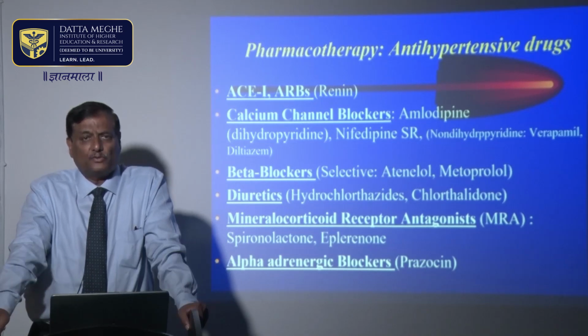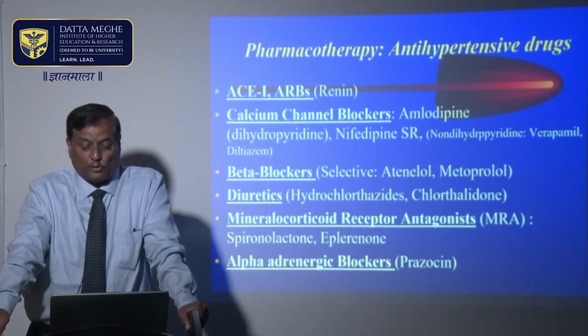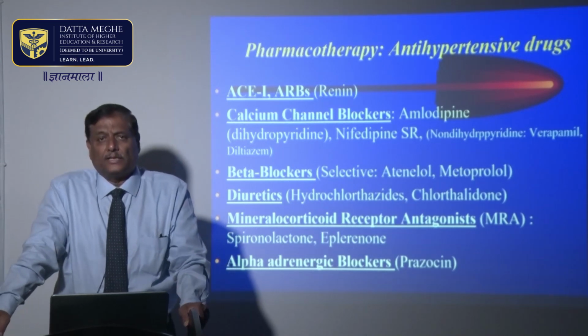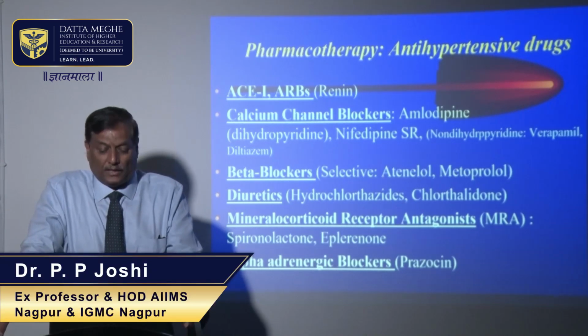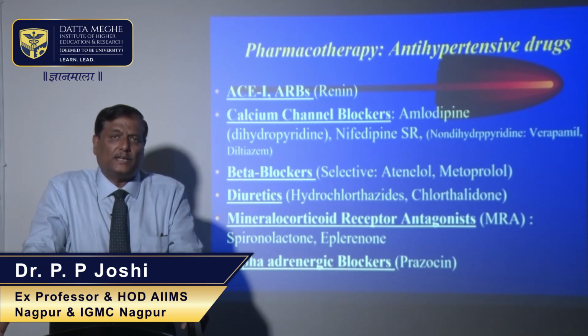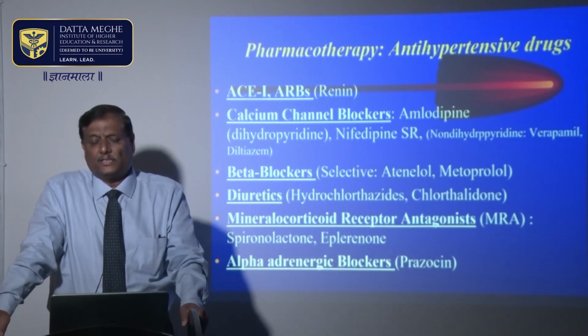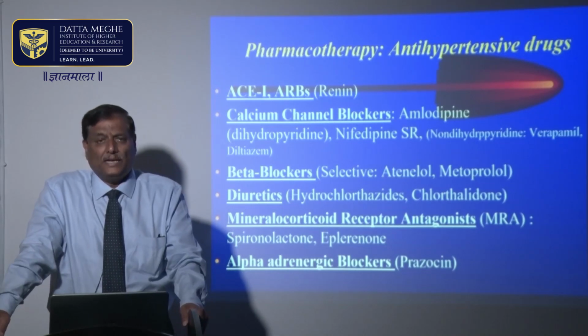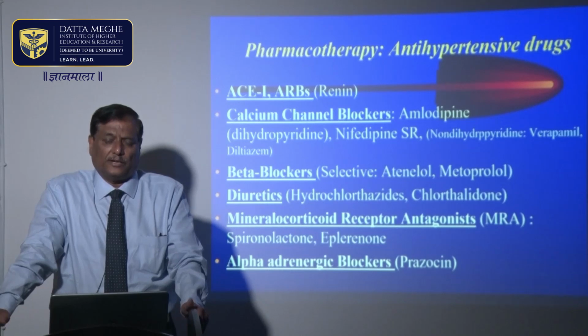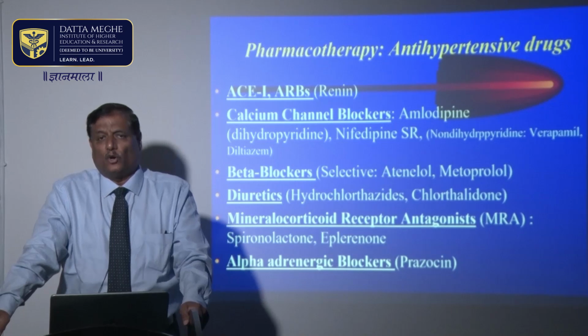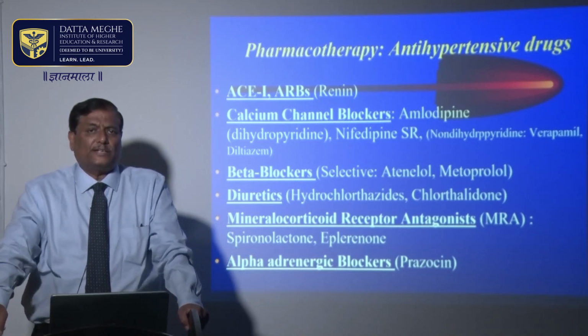But most commonly we use selective beta blockers like atenolol, metoprolol and bisoprolol. Some of the beta blockers which are very commonly used. Diuretics, which help in increasing the excretion of sodium, and we generally use mild diuretics like hydrochlorothiazide or chlorthalidone, which basically act on the distal convoluted tubule, and they have a mild natriuresis. Usually loop diuretics like furosemide or bumetanide are not used in the treatment of hypertension.